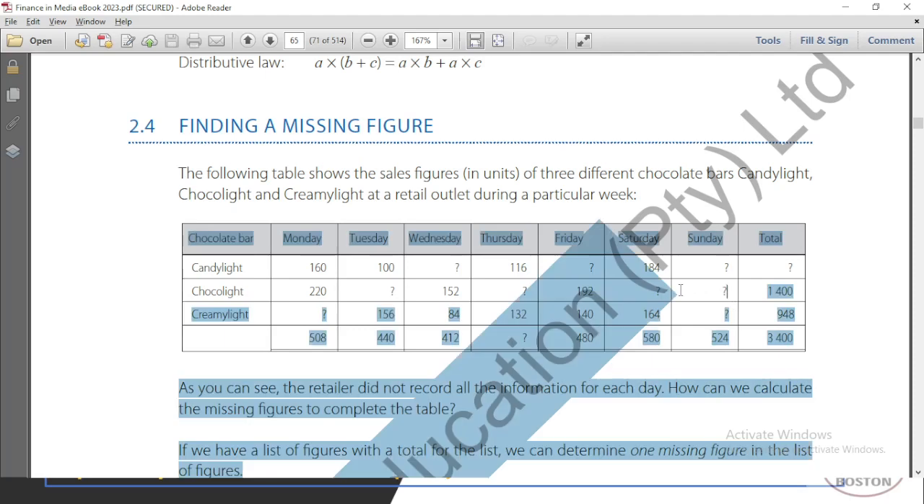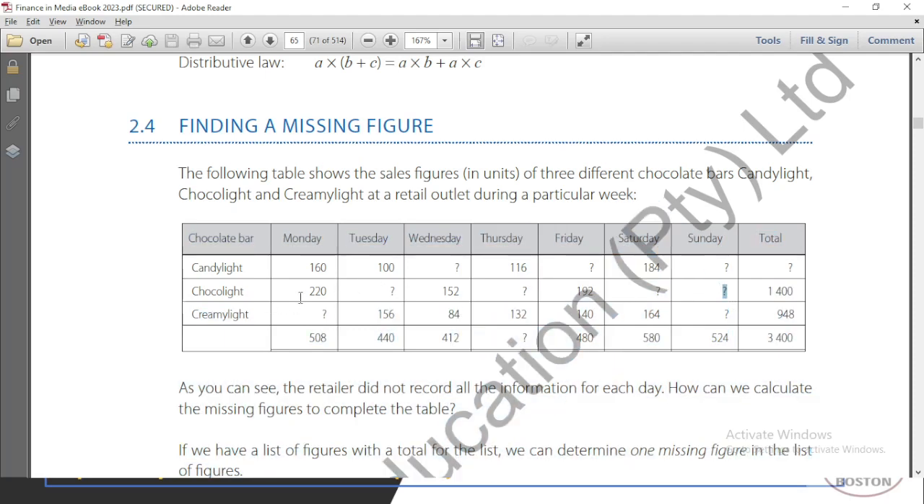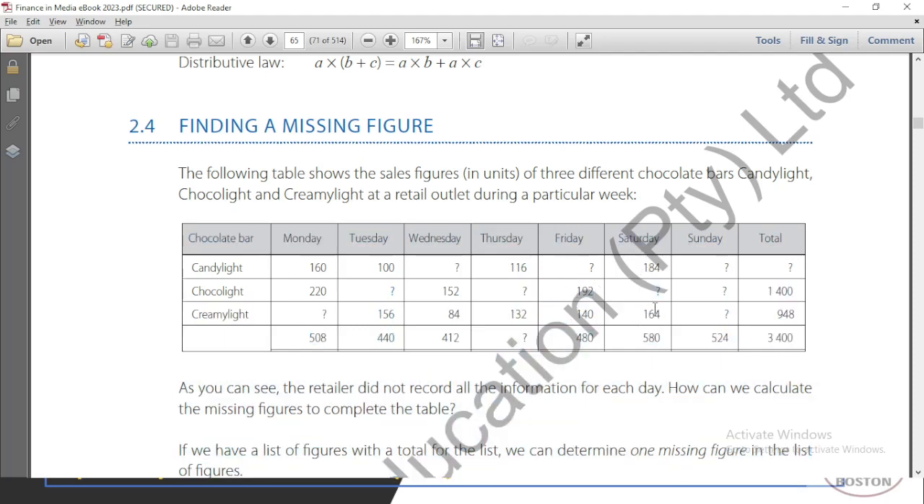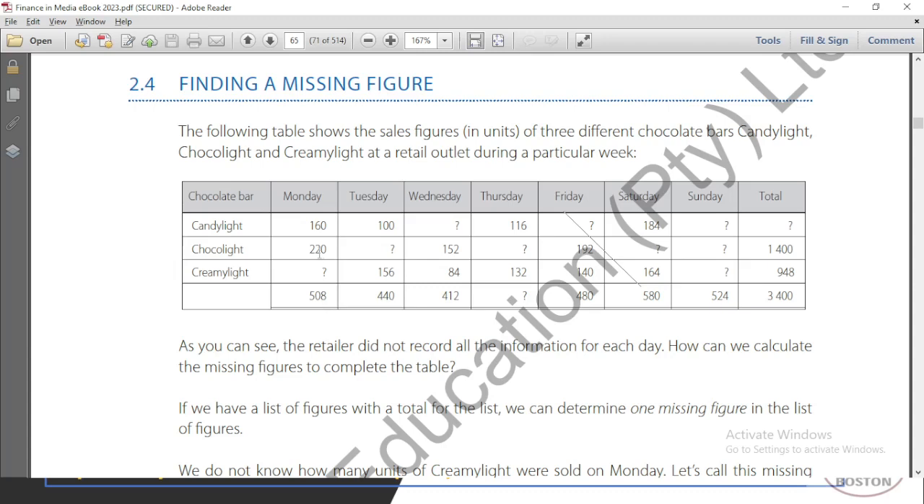If you are trying to solve for this one under the chocolate bar, you will notice that chocolate light has missing figures on Tuesday, Thursday, and Saturday. So you might have to find a pattern to work around. This is part of mathematics and finance all combined together. When we start solving, we're going to take a look at the one that we can solve the fastest.